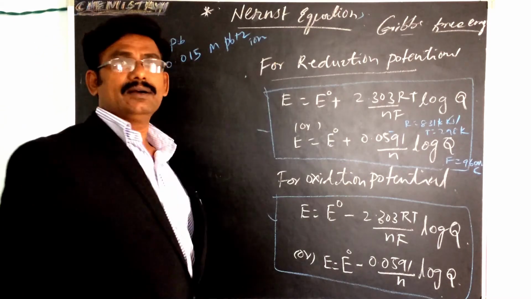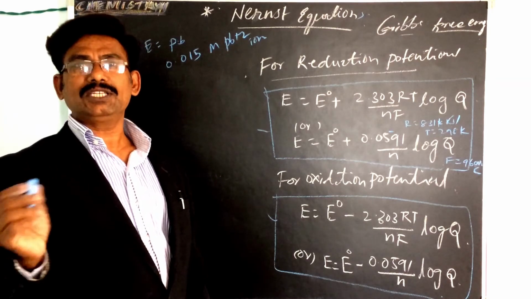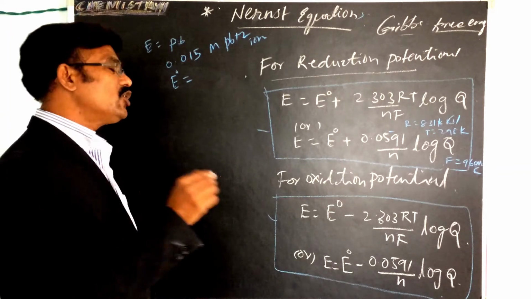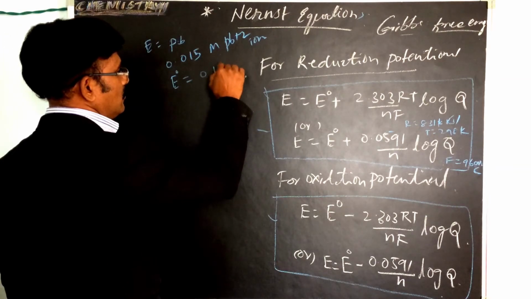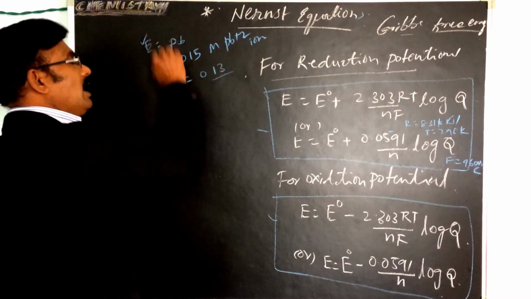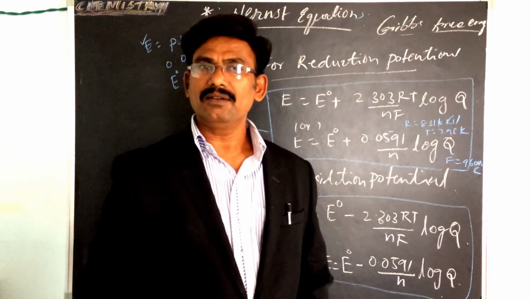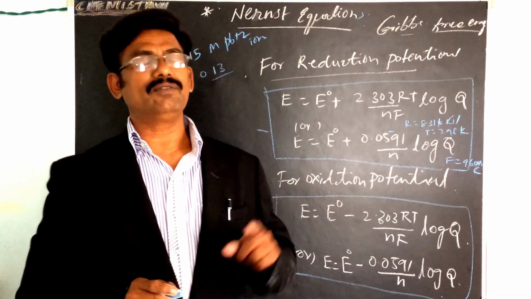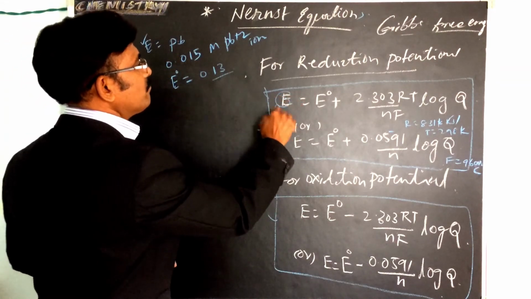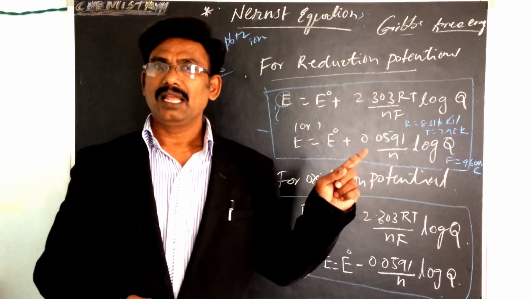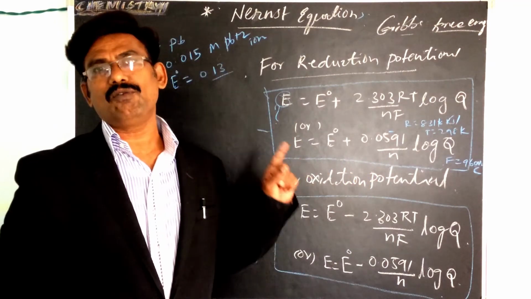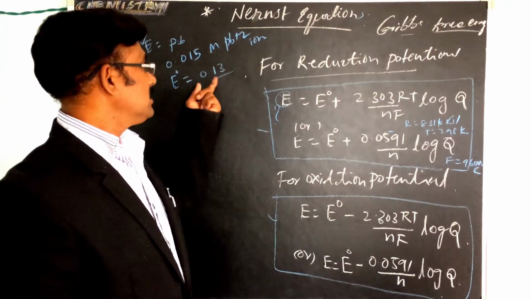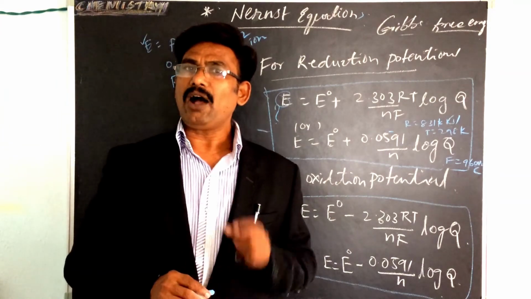And the standard electrode potential is 0.13. So we have to find the electrode potential. Once again, the problem: what is the potential of a lead electrode in contact with a solution of 0.015 molar lead ions, and the standard value is this much. Okay, now how can you write the solution?